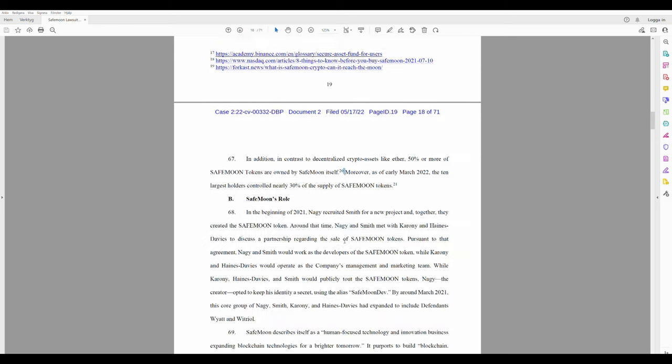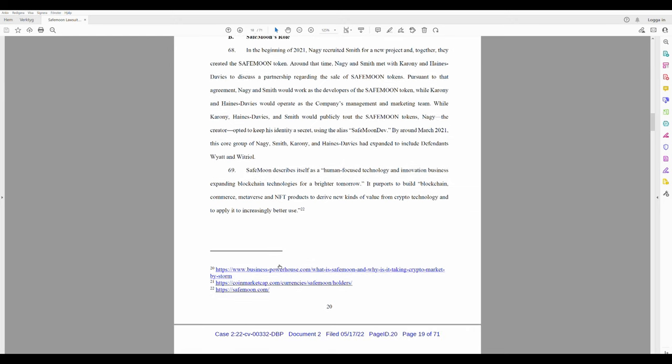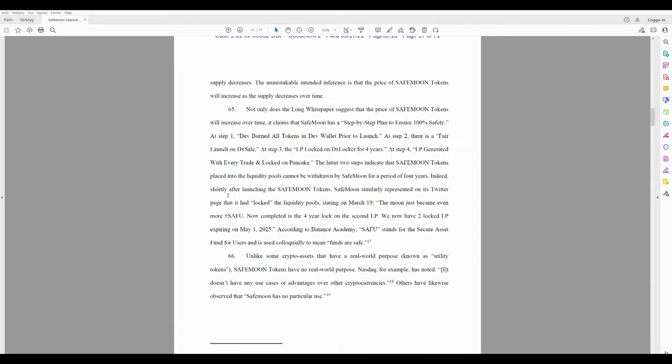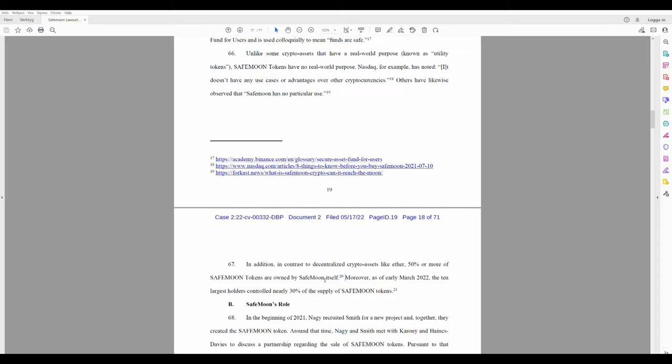Okay, let's go to number 20 down here. I have to see the references. Here we go. This is from May 25th, 2021. Okay, what is Safemoon? Why is it taking the crypto market by storm? I have to see this again. Right there.